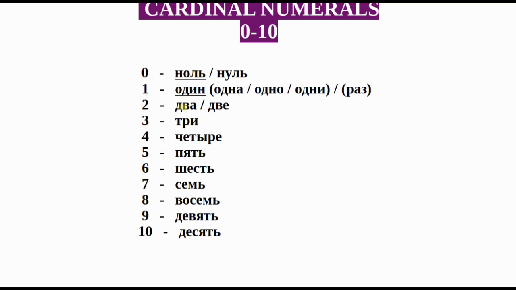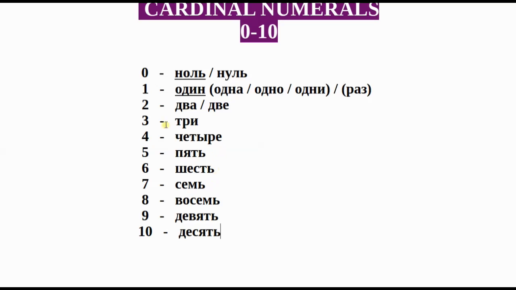0, 1, 2, 3, 4, 5, 6, 7, 8, 9, 10. Or you can count it like this. Let's not start with 0, let's start with 1. Раз, два, три, четыре, пять, шесть, семь, восемь, девять, десять. Or 0, 1, 2, 3, 4, 5, 6, 7, 8, 9, 10. So you have to learn it by heart so that you will be easily counting from 0 to 10.